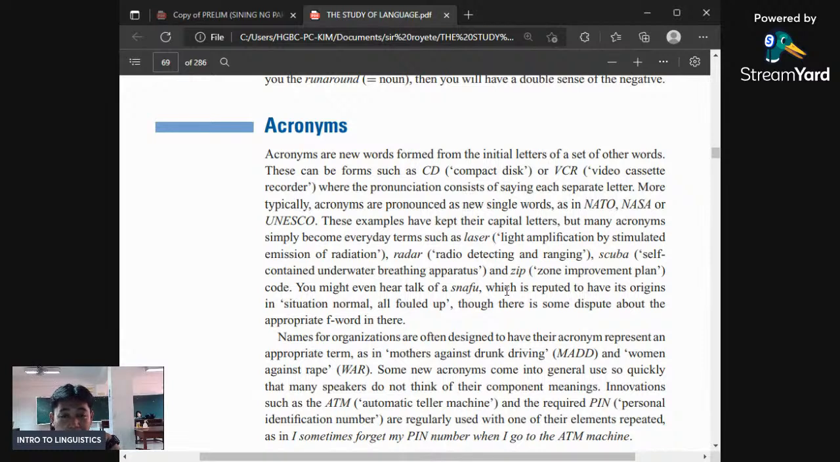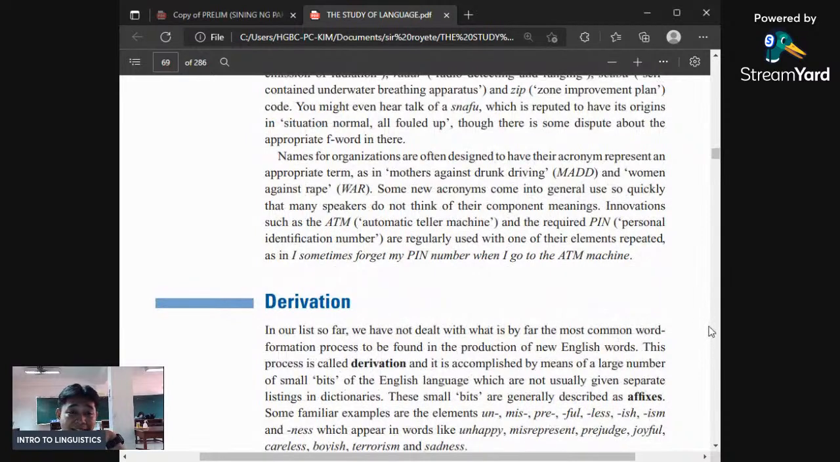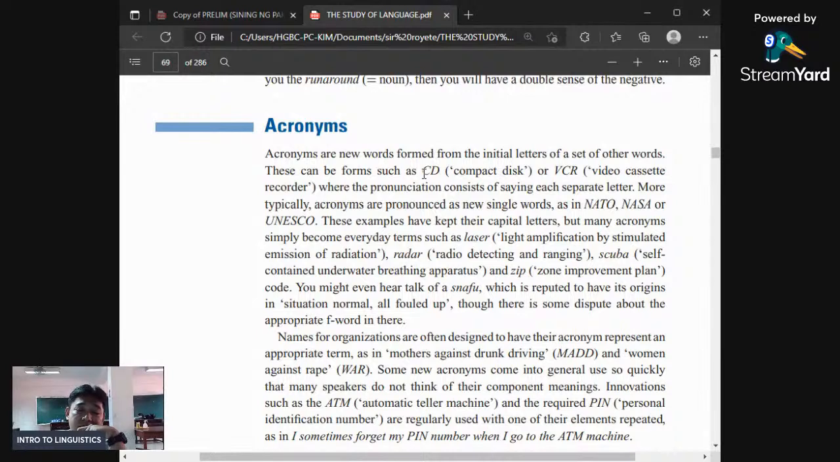And so we also have MADD, mothers against drunk driving, WAR, women against rape, ATM, automatic teller machine. We have PIN, personal identification number, right? As I sometimes forget my PIN number when I go to the ATM machine. So I sometimes forget my personal identification number when I go to the automatic teller machine. So that's what we call the acronyms and initialism. So there are many acronyms and there are also initialisms in the language.